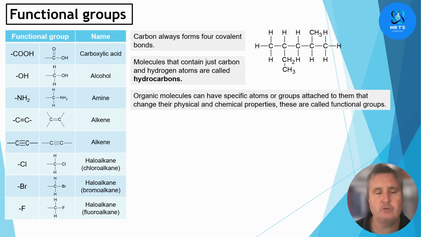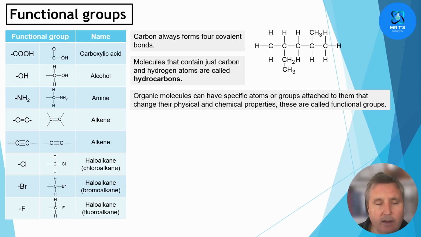Now these functional groups are the common functional groups we have to be aware of in this introductory course, in this level 2 chemistry course. So we have carboxylic acids, alcohols, amines, alkenes, haloalkanes, which are chloroalkanes, we have bromoalkanes and fluoroalkanes.